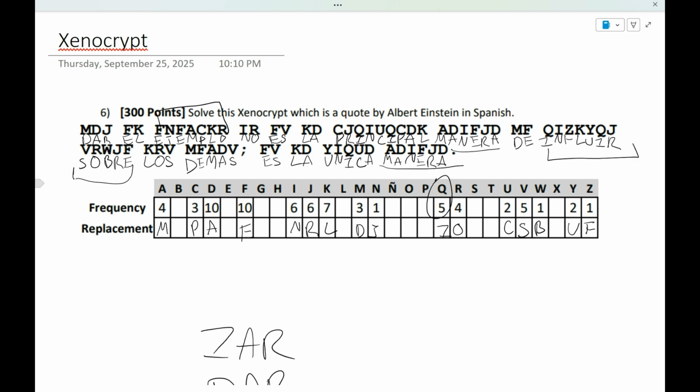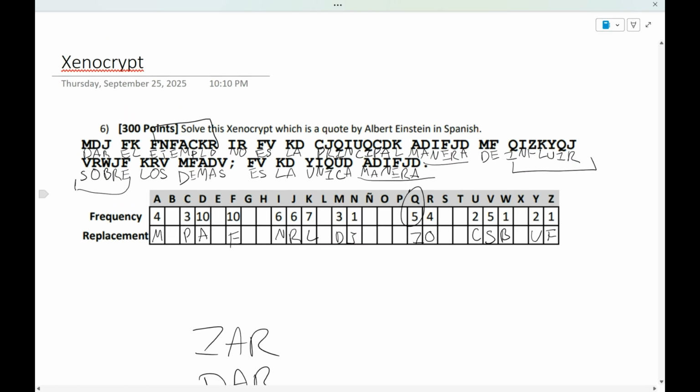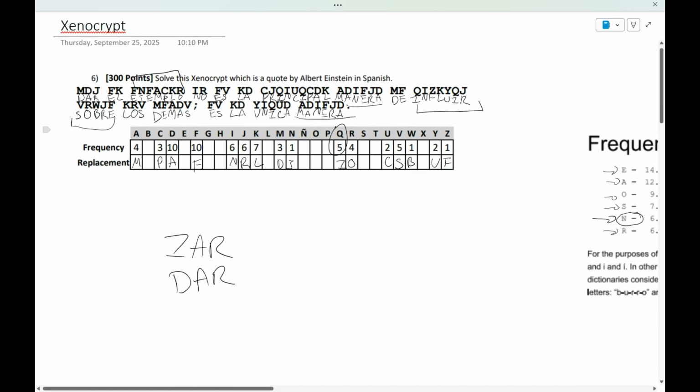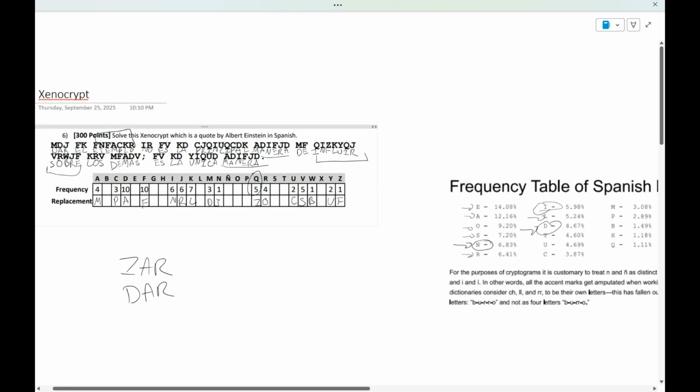So now, if you finally take a look at it, what you get is dar ejemplo no es la principal manera de influir sobre los demás, es la única manera. And if you've never taken Spanish before, this translates roughly to, giving an example is not the main way to influence others. It is the only way. So if you've taken Spanish before, this should be really easy for you. It should just be simply like an aristocrat cipher.